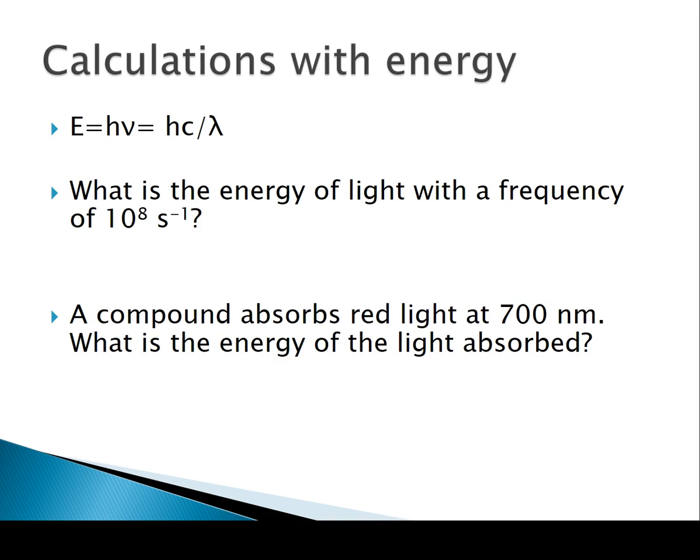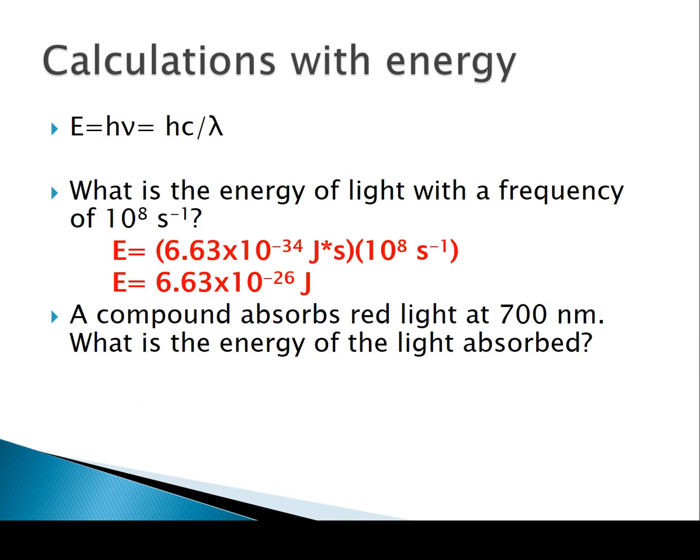So basically, if you know the frequency of the radiation, you can calculate the energy. If you know the wavelength, you can calculate the frequency, or you can calculate the energy, etc. Basically, these are just plug and chug problems. So let's look at the first one. What is the energy of light with a frequency of 10 to the 8th per second, or seconds to the minus 1? So take a moment and determine which portion of the formula you need, and go ahead and do your plugging and chugging. So pause the video and I'll put up the answer in a second.